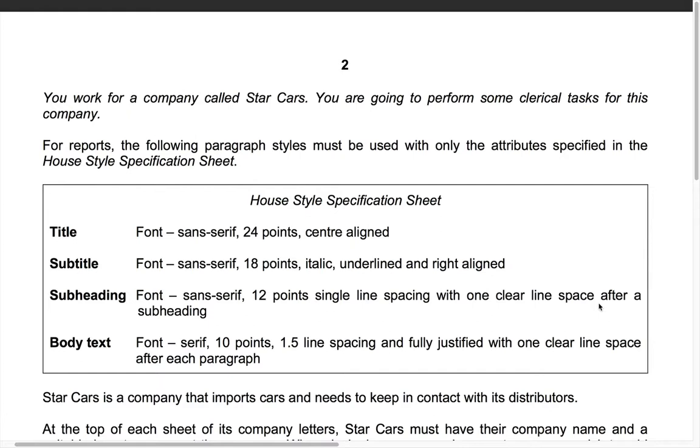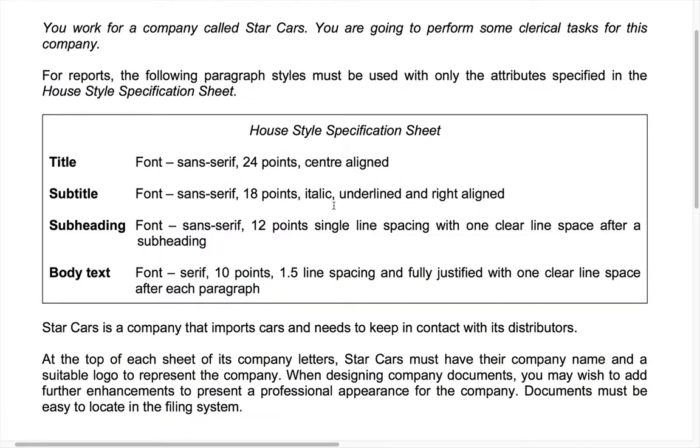If you turn over to page 2 of the specimen paper, it starts off with, you work for a company called Star Cars. You are going to perform some clerical tasks for this company. For reports, the following paragraph styles must be used with only the attributes specified in the house style specification sheet. Okay, so over here, the examiners have given us a house style specification sheet. Now what this means is every title in the report must have this font, so it must be a sans serif font, 24 points high, which is the size of the font, and it should be center aligned. So what we've got to do is make these styles.